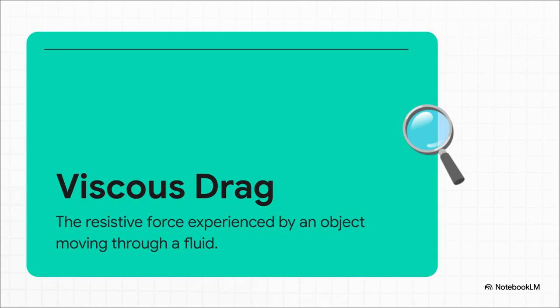So that's floating. But what if an object isn't just sitting there, but it's actually moving through the fluid? Well, then it has to deal with a different force called viscous drag. The best way to think of it is as fluid friction. You know that feeling when you try to run in a swimming pool? Yep, that's viscous drag in action.